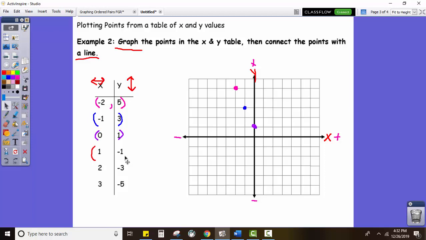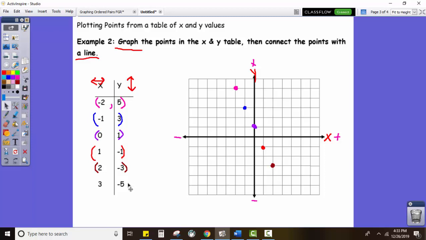Then I have 1, -1, so I'm going to start at 0. Now I'm going over to 1 on the x-axis, +1. The y value is -1, so I'm going down 1. So I put my point there. Next one would be 2, -3. So start at 0. I'm going over +2 on the x. And then for the y value, it's -3. So I go down 3 and put my point.